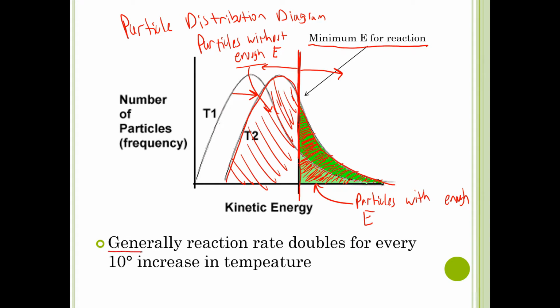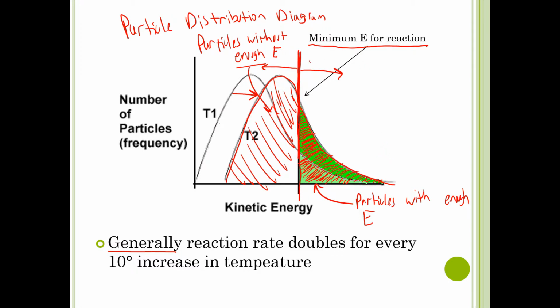Generally speaking, every 10-degree rise in temperature will double the reaction rate. So if you raise your temperature by 20 degrees, your reaction rate will quadruple. 30 degrees, it will multiply by 8, and so on. I think your reaction experiment the other day kind of illustrates that, where we increased the temperature by significant amounts, and therefore the reaction rate also increased by a significant amount.